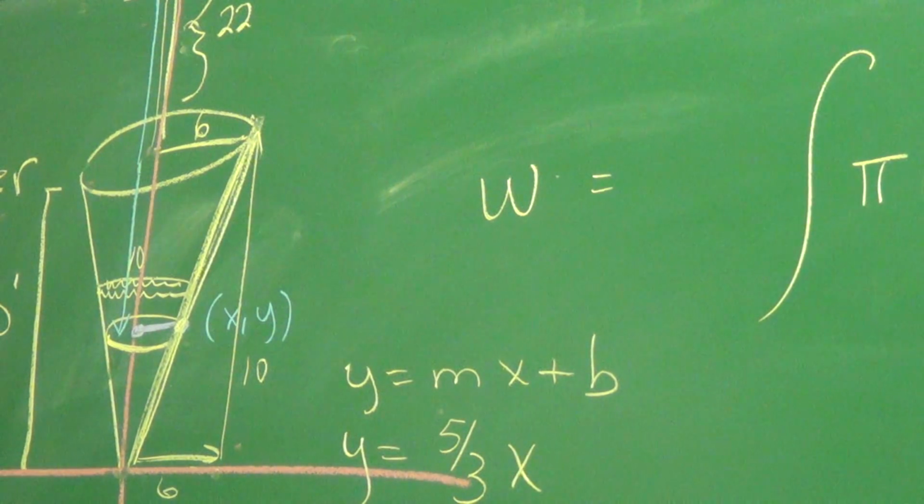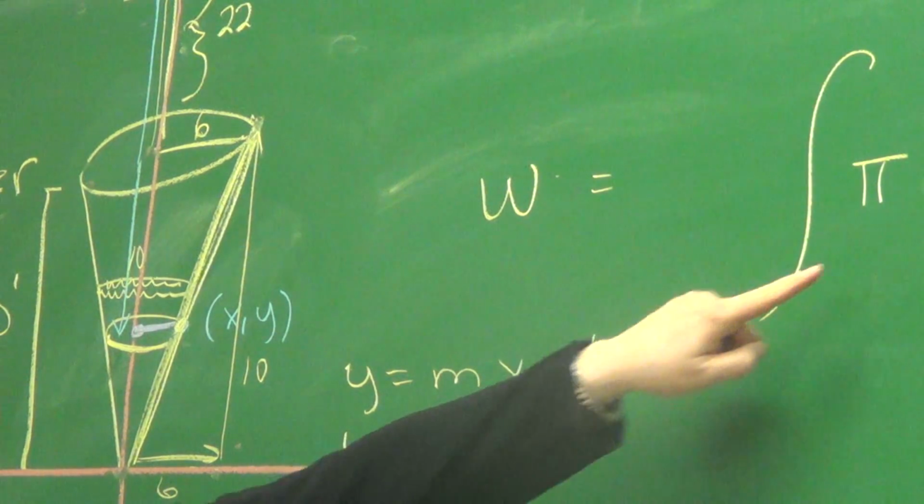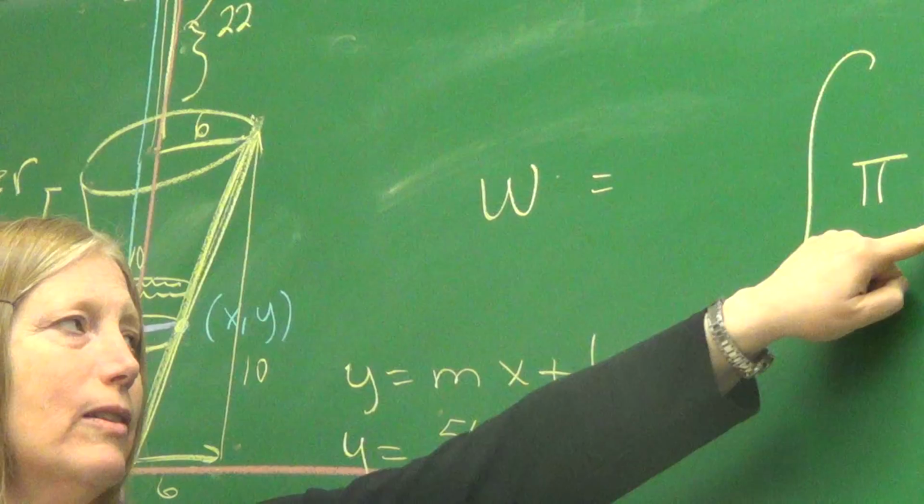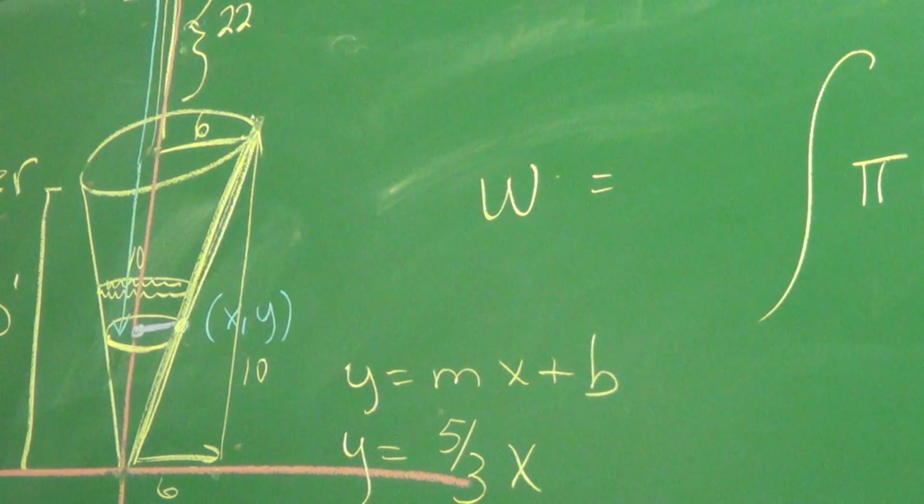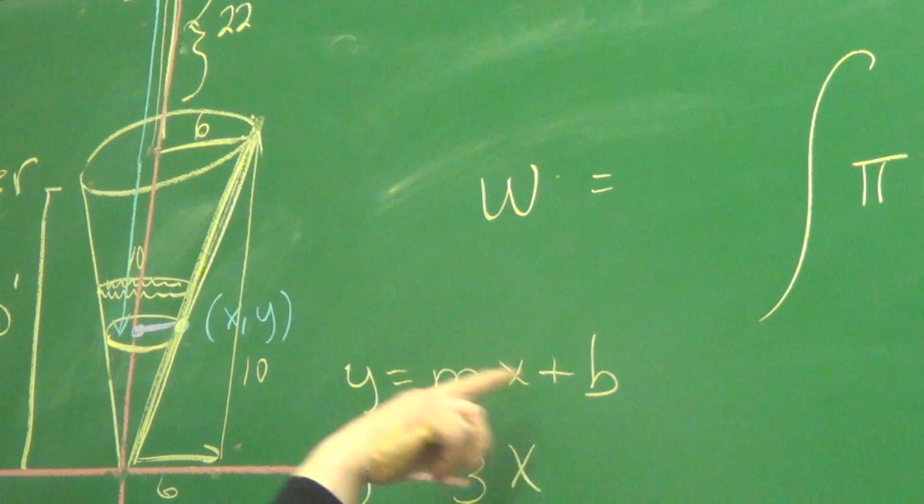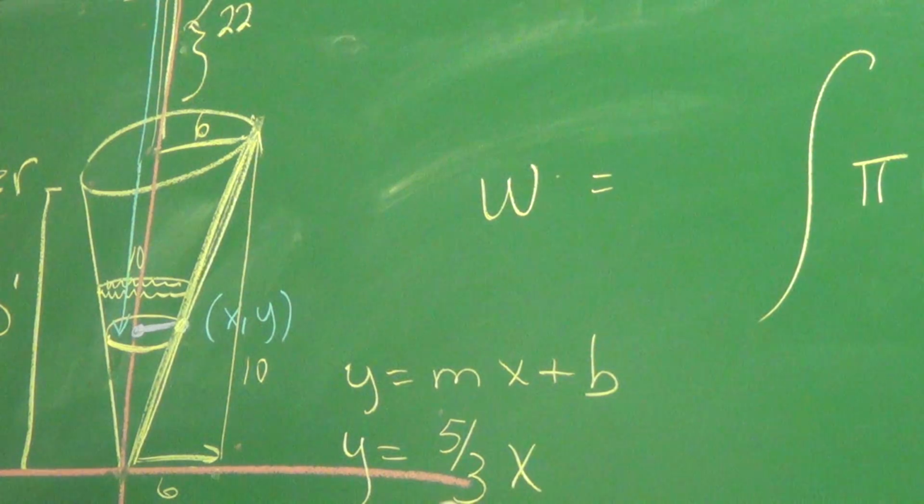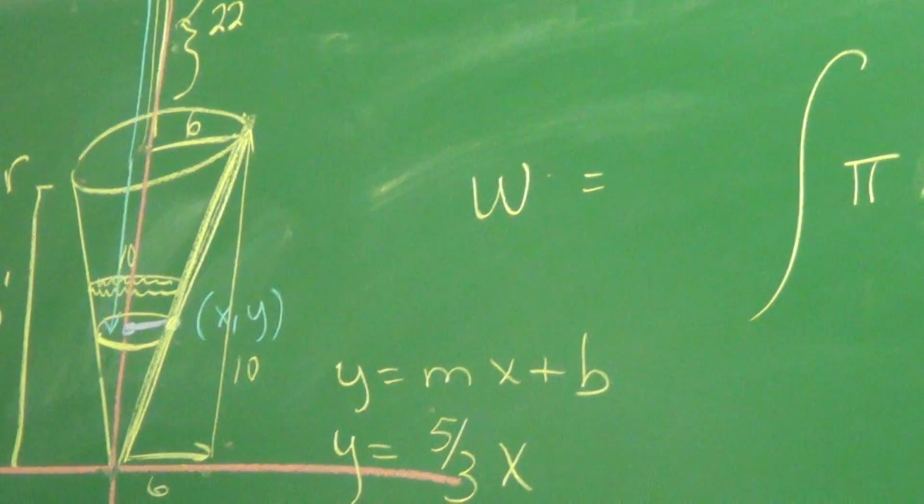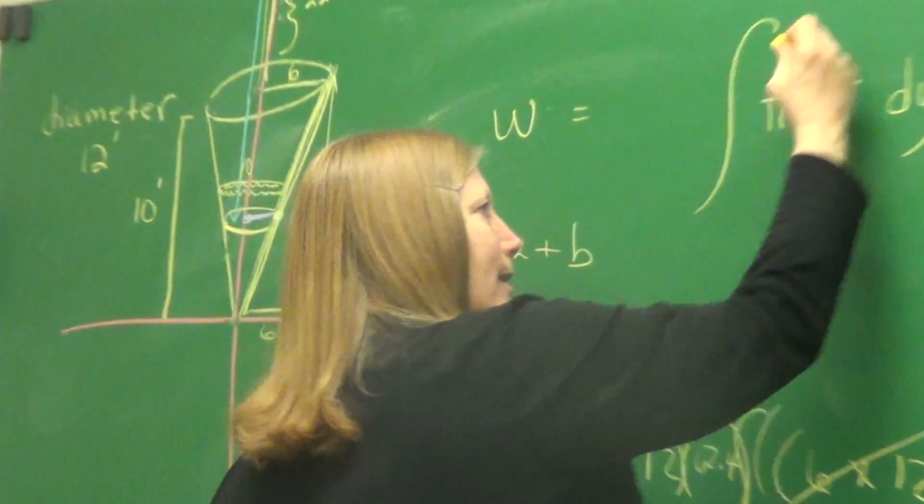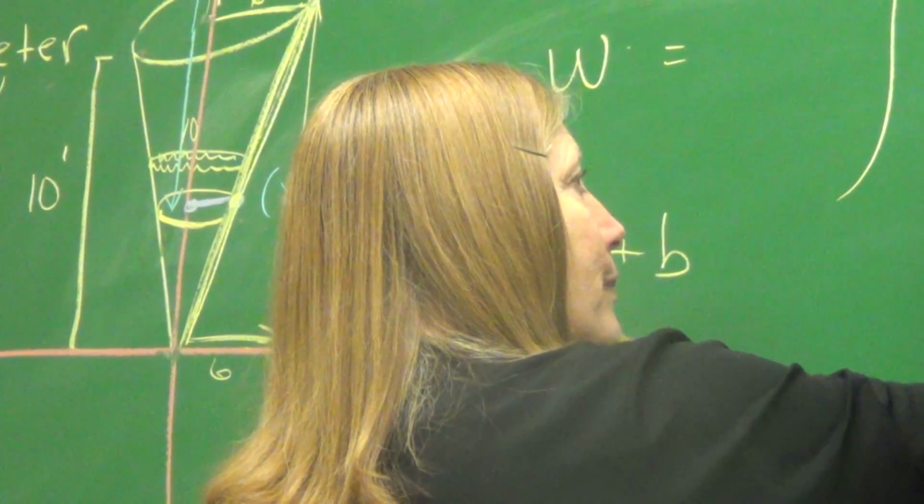Where does it cross the x-axis, Aaron? 0. Right, so I don't have a b. Now we need an x in terms of y, so we have to get rid of the x. Rearrange this so it's x equals 3/5 y. That wasn't so horrible. And then we have to square it.